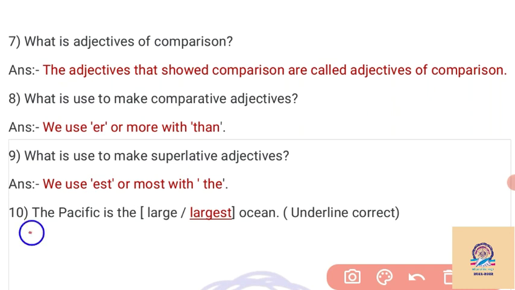Then number 10: the Pacific is the blank ocean. Underline the correct word here. By seeing 'the', we know that it is the superlative form, so we have to underline the superlative form of the adjective. By seeing 'the', we can say that largest is our right answer.